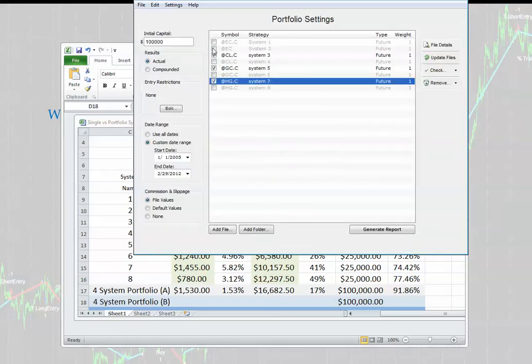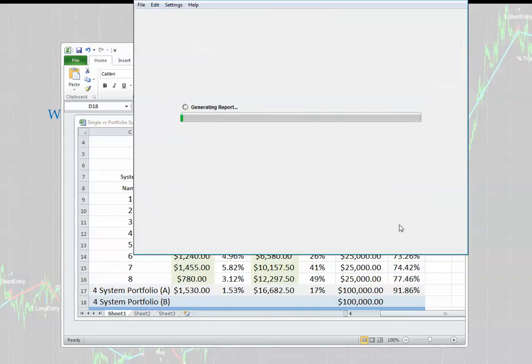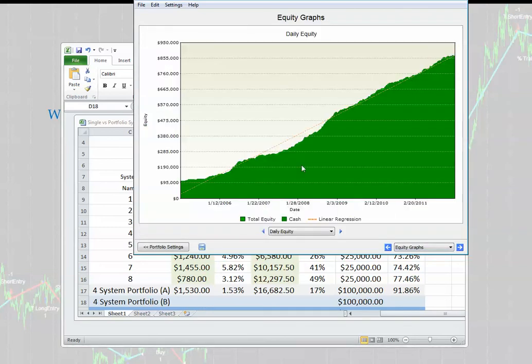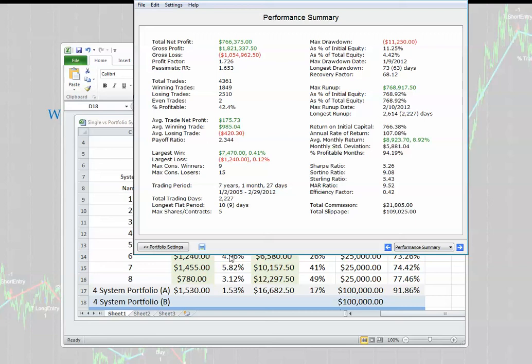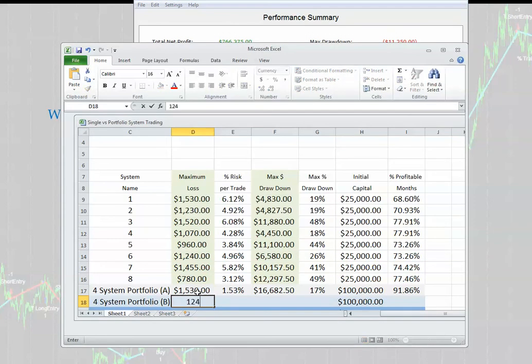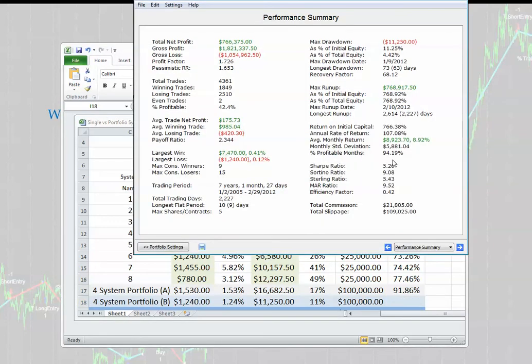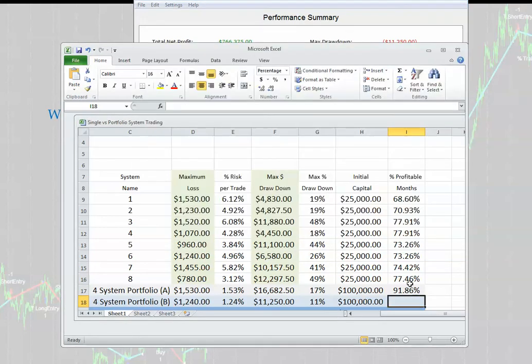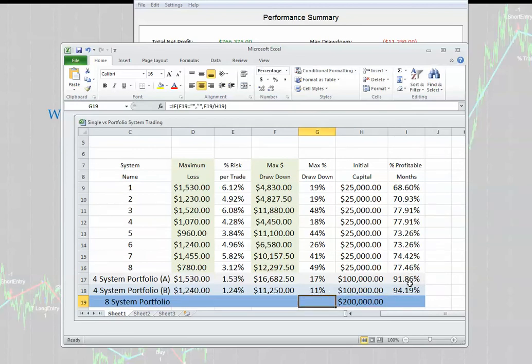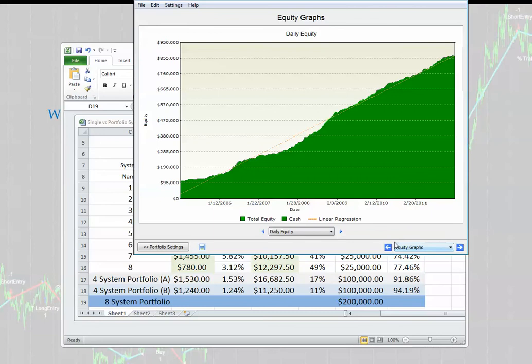Let's go to the next system. We'll just select these next 4 systems and generate the report again. Okay, and here's the equity curve. $1,240 is the largest loss. Let's find out. It's $11,250 is the largest drawdown, and there is 94.19% profitable months. Okay, I'm going to let you look at these figures again. Once again, here's the equity curve.